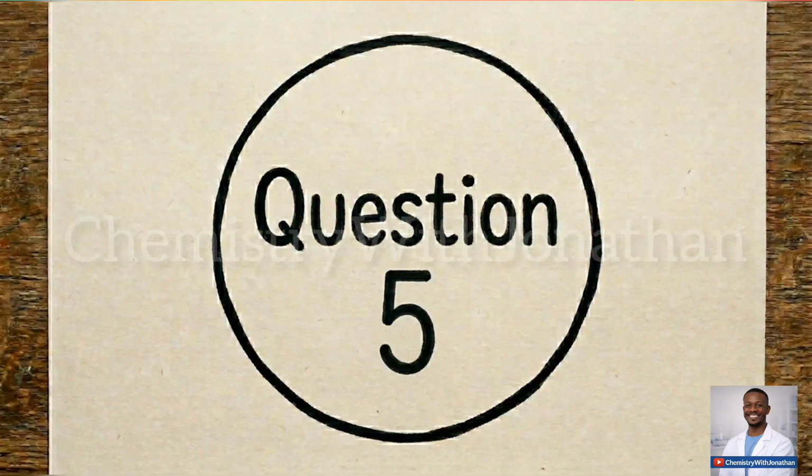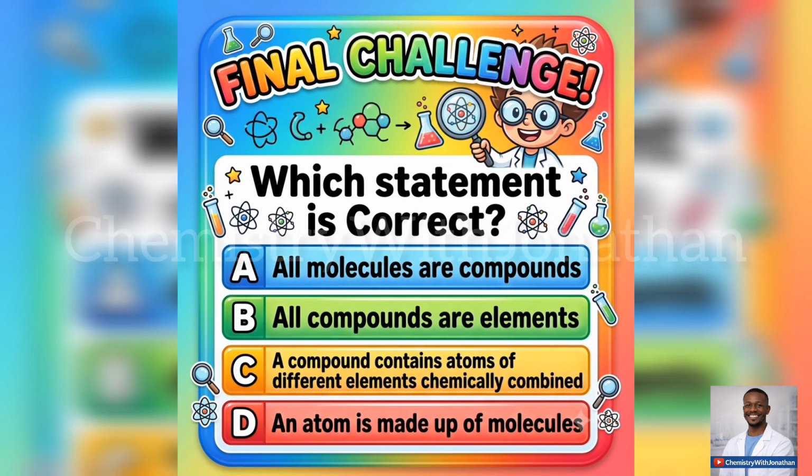And question 5. Which statement is correct? A. All molecules are compounds. B. All compounds are elements. C. A compound contains atoms of different elements chemically combined. D. An atom is made up of molecules.